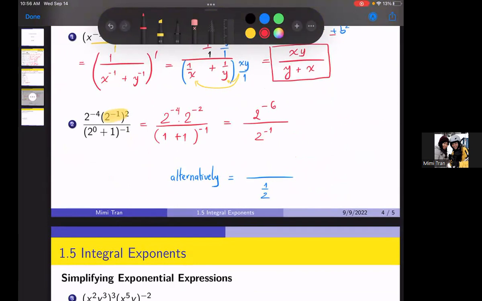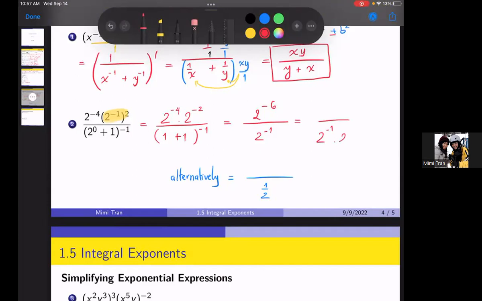I don't like negative exponents. I need to move either 2 to the negative 1 to the top, or 2 to the negative 6 to the bottom. Do you guys remember the rule that when you flip, you change the sign of the power, right? So I'm going to move this one to the denominator. So 2 to the negative 1, rewrite it.